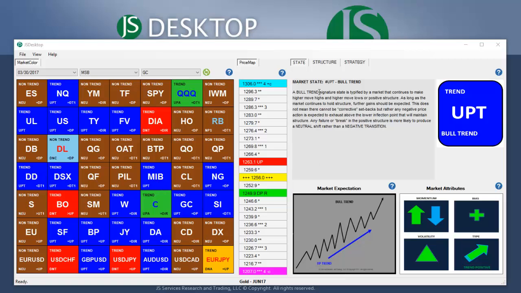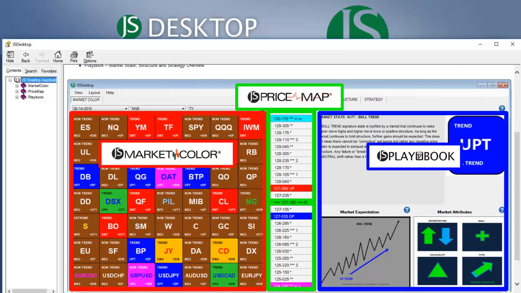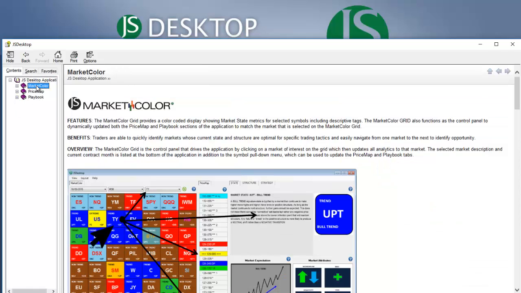the strategy playbook. I'm going to use the help menu to go over the features, and you can use this as a reference. You click on the question mark. So here's the market color grid, the different tiles. Each tile has a symbol, price map section, and the playbook section. And here is our tree, and we're going to take a look at the market color section.